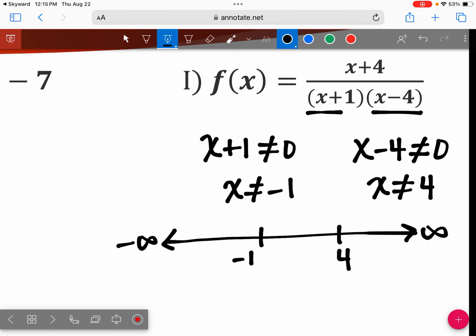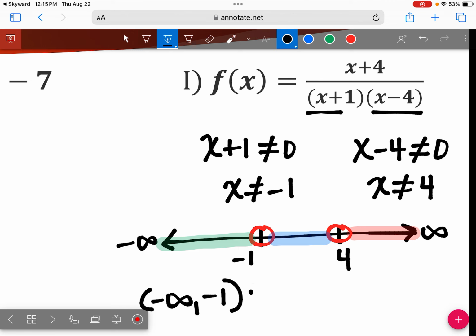So I need to break my domain into 3 pieces, just like we had to do for one of the previous questions. This is my first piece of my domain. This is my second piece. This is my third piece. Everything gets a parentheses. Nothing gets a bracket because it cannot equal. Okay? So the first piece of your domain will be negative infinity to -1 parentheses, union -1 to 4 parentheses, union 4 to infinity parentheses.